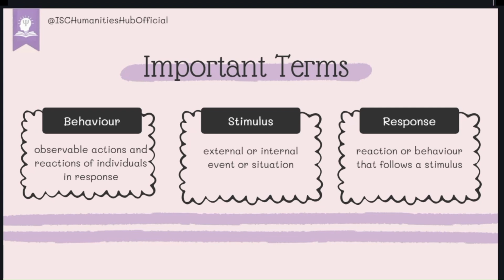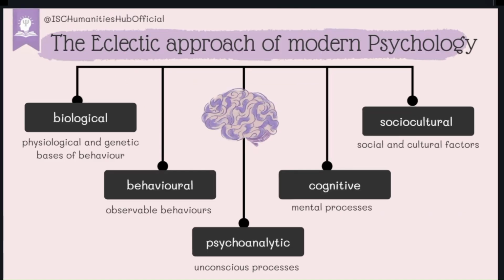Moving on to our third topic, the eclectic approach of modern psychology. So what do we understand by eclectic approach? Modern psychology often adopts an eclectic approach, which means it integrates various theoretical perspectives to understand human behavior. This includes various types of approaches. The first one is the biological approach, which focuses on the physiological and genetic basis of behavior, such as brain structure and neurotransmitter functions. To make it easy for you, it is more like the biology or chemistry classes of your class 10th, where you studied the human mind and everything. So this is more of the chemistry or biological approach.